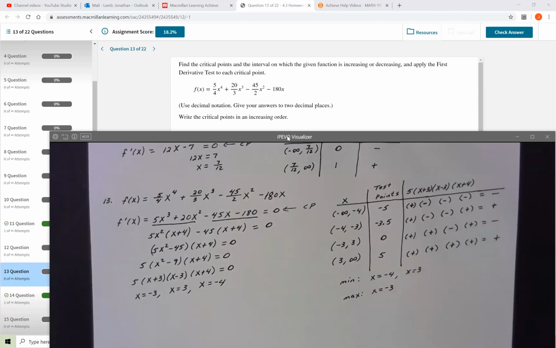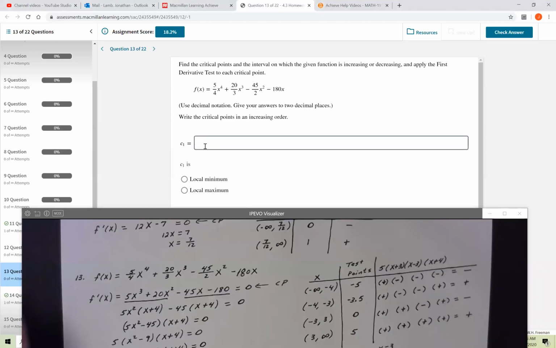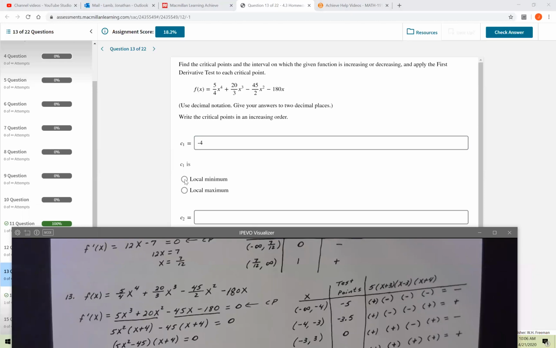So now as I go through here and try to answer the problem, it's saying using decimal notation, we won't have to round to 2 decimal places. These are exact values. Write the critical points in increasing order. Well, the first critical point you come to is negative 4. So I'll say, okay, here I have a negative 4. What do I know about negative 4? I know negative 4 is the location of a minimum.